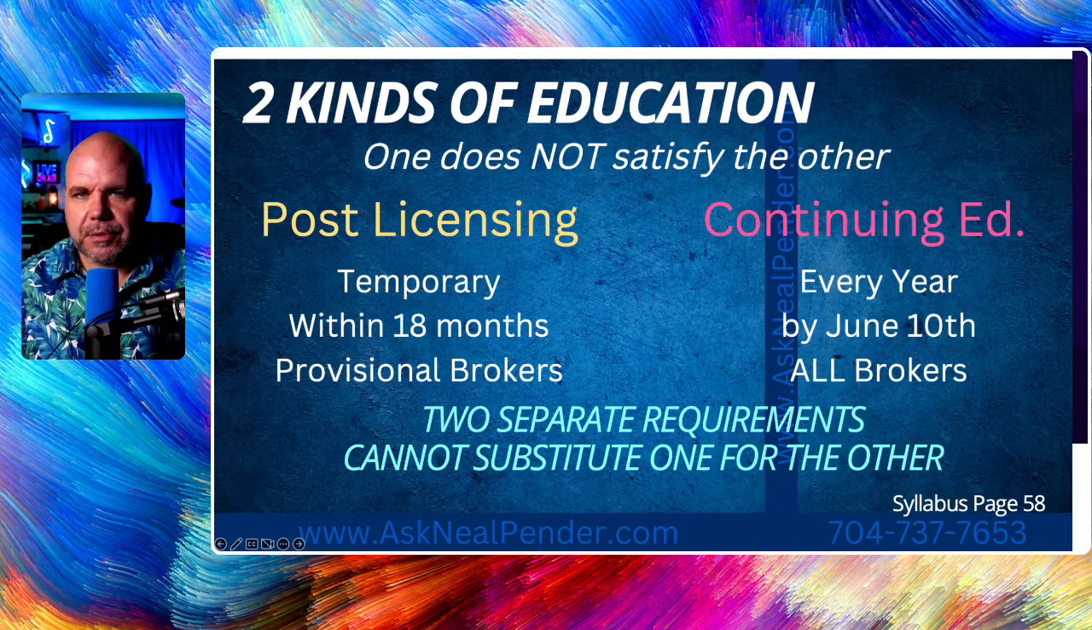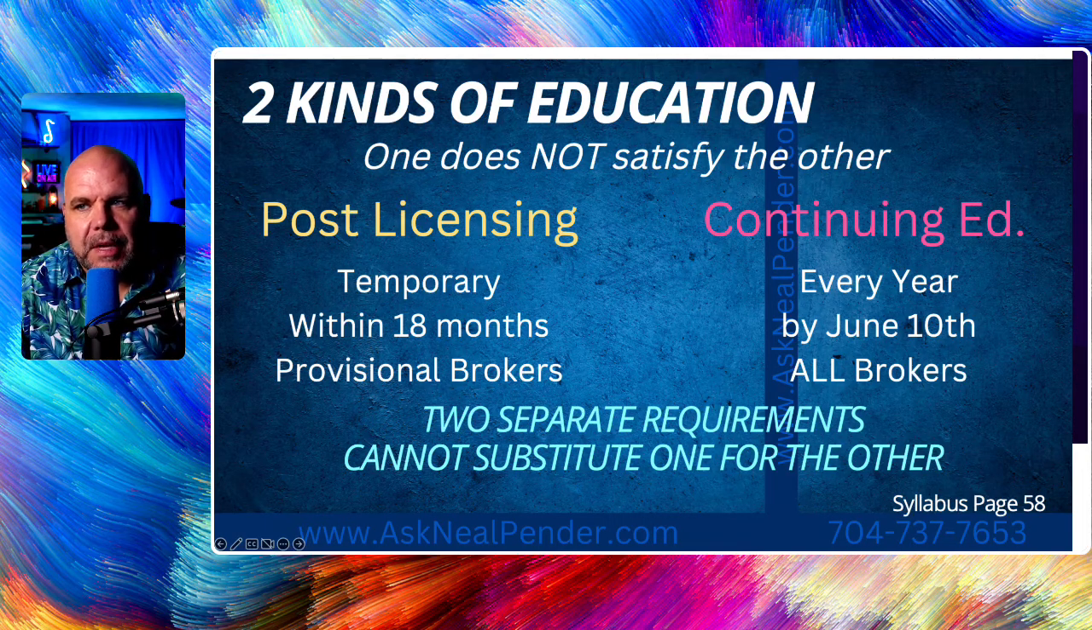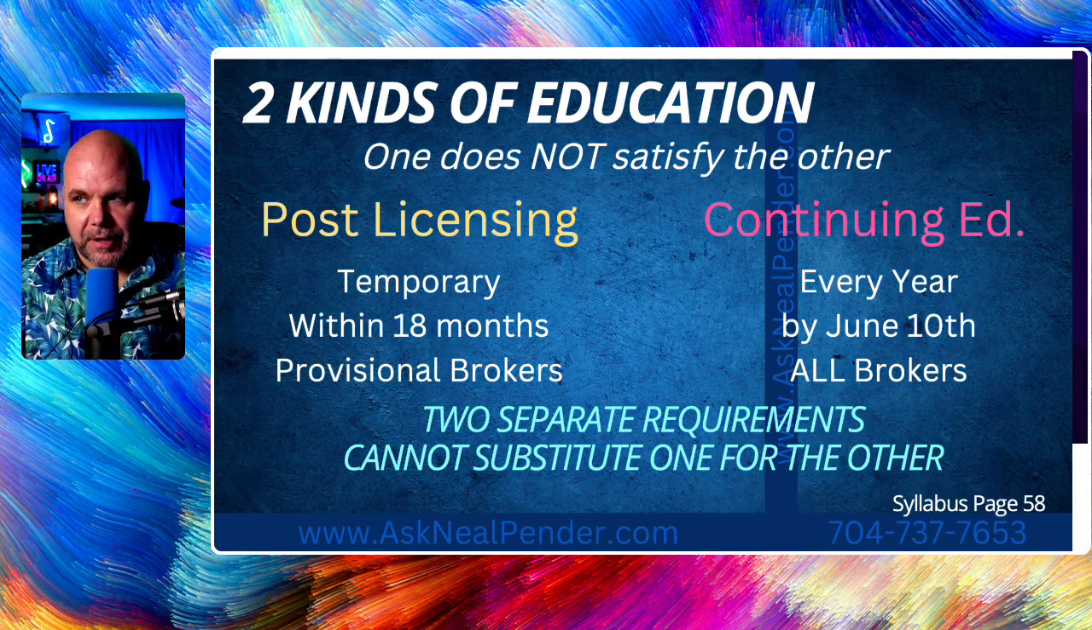So don't confuse these two things. It's two broad categories of education. Post-licensing is 3 30-hour classes. It's temporary. You can't just take forever to do it. Continuing ed is forever. It's every year. That's due by June 10th. It's for everybody. I have to do CE. I teach CE. By teaching it, that satisfies my requirement to take it, because I've gone through the course. I've just taught it. But for everyone else, they have to sit through it and take it.